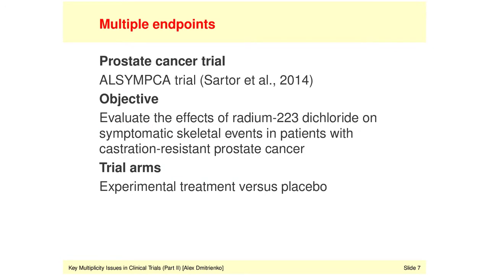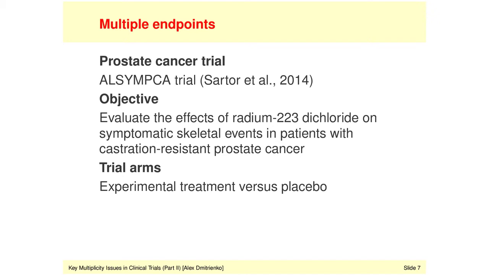Example 1. Example 1, as I said, presents probably the most straightforward setting that falls under the multivariate multiplicity category. This example is based on a phase 3 trial in patients with prostate cancer. It is loosely based on the ALSYMPCA trial that employed multiple endpoints, primary and secondary endpoints, to provide a better characterization of the efficacy profile of an experimental treatment.